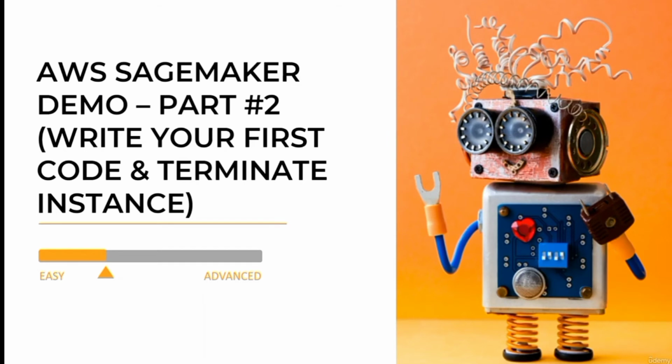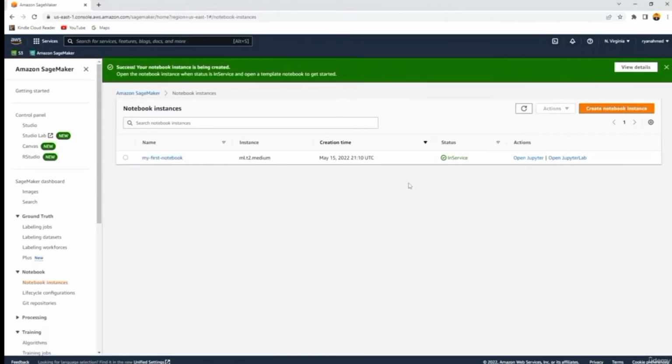So let's head back to our AWS console. Now you will see that my notebook is in service. I can go ahead and click on Open Jupyter Notebook, and it's going to open a Jupyter Notebook for me here.